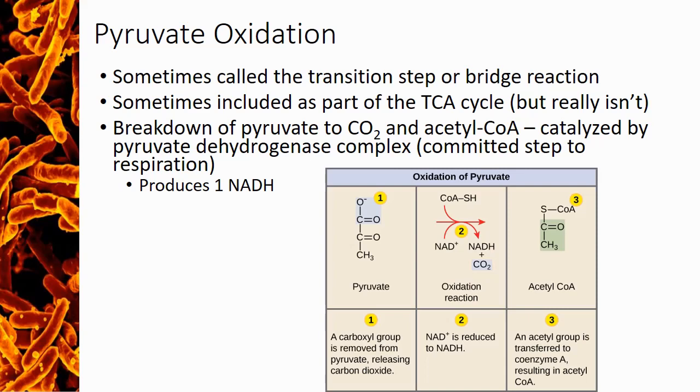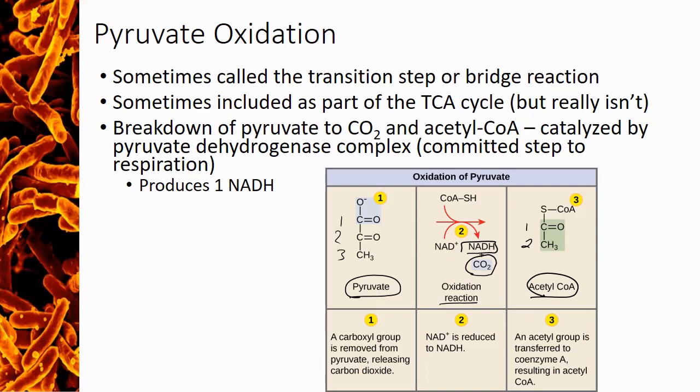This is sometimes called the transition step or the bridge reaction. Alternatively, you will sometimes see it written as part of the TCA or the citric acid cycle, but it's really its own separate step. In this step, pyruvate is going to be converted to acetyl-CoA through an oxidation reaction. In that process, it produces a molecule of NADH. You'll notice that pyruvate is a 3-carbon sugar, while acetyl-CoA only has 2 carbons. The 3rd carbon from pyruvate has been released as carbon dioxide, a waste product.